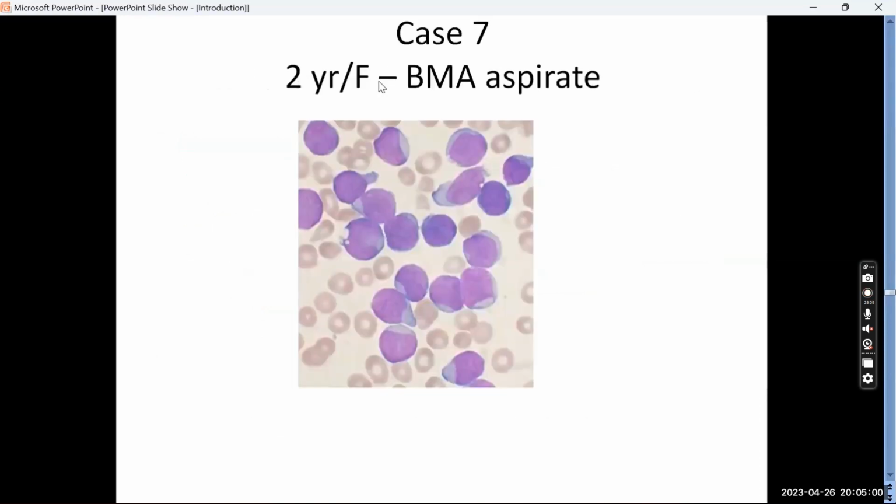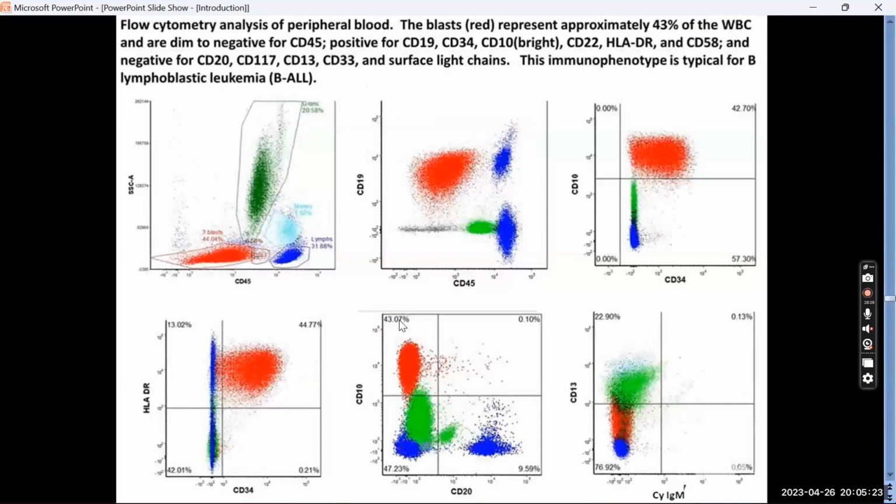Now let's see some other set of cases. This is another case where I found this particular morphology. Lymphoid, everyone agrees? Any difference of opinion? Lymphoid, a 2 year old female child. When something comes like that, first I would say it looks more like a lymphoid. No granules, no Auer rods. Then we did flow.